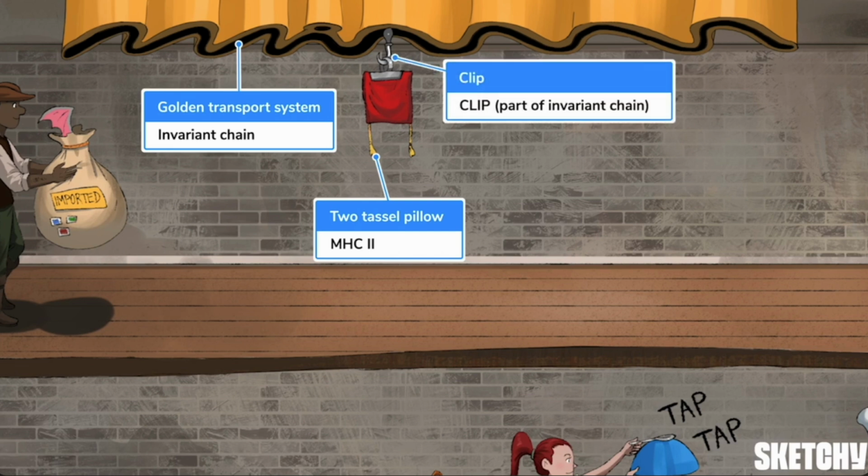The large clip on top of the 2-tasseled pillow represents the clip portion of the invariant chain, which blocks the MHC2 binding site. Nothing else is allowed to rest on the fancy pillow. It's only for imported dragon meat.